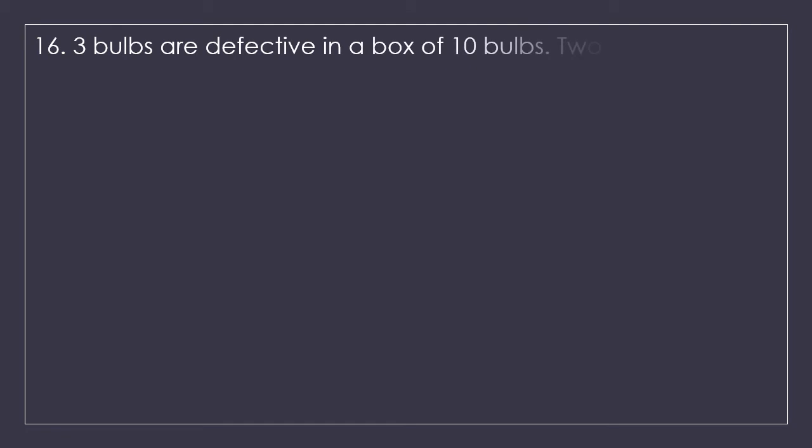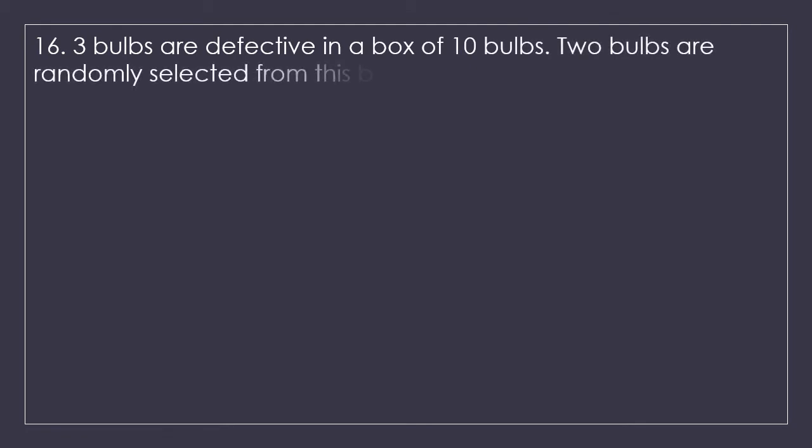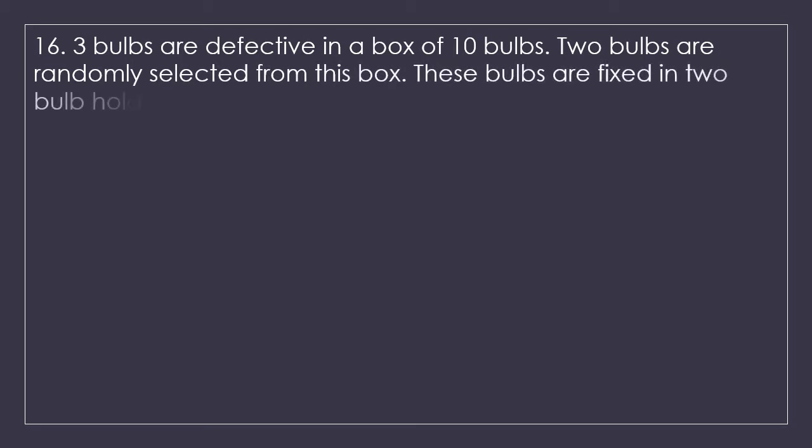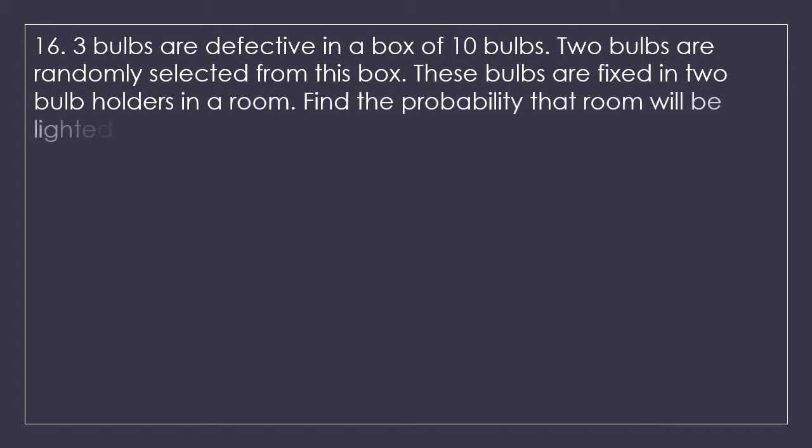Moving on towards question number 16. 3 bulbs are defective in a box of 10 bulbs. 2 bulbs are randomly selected from this box. These bulbs are fixed in 2 bulb holders in a room. Find the probability that the room will be lighted after turning on the electricity.